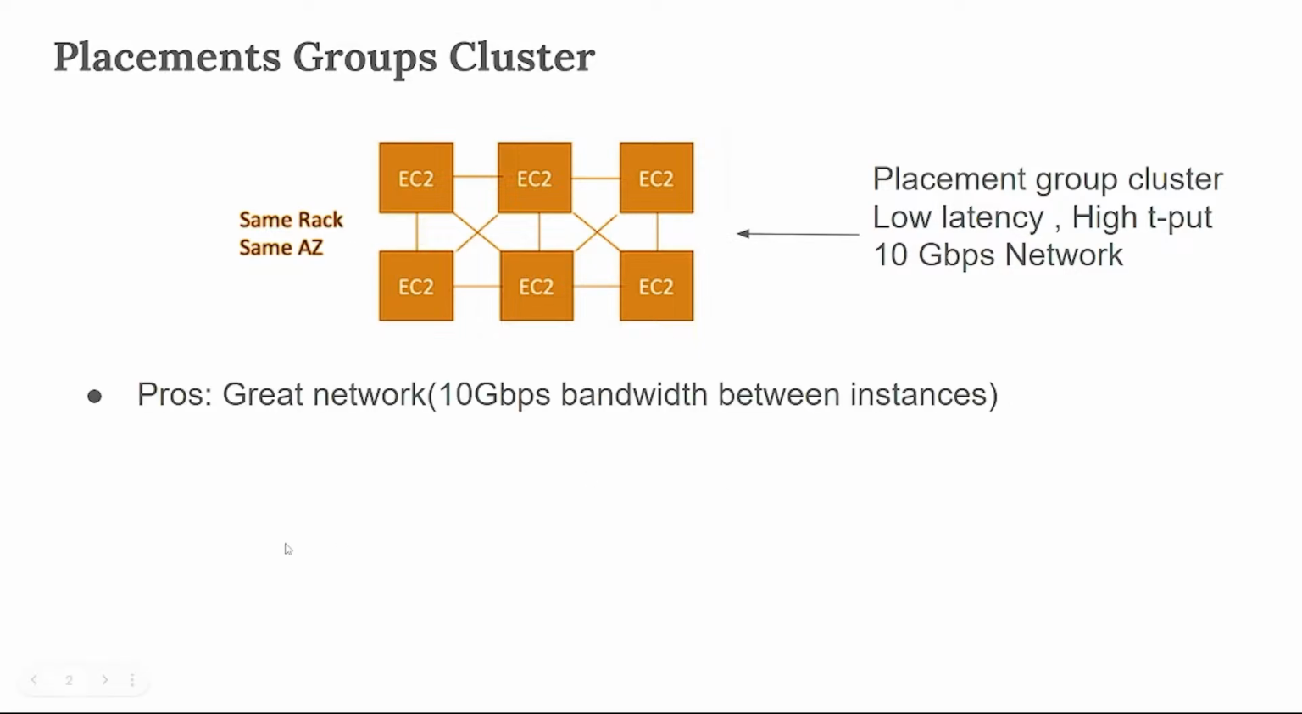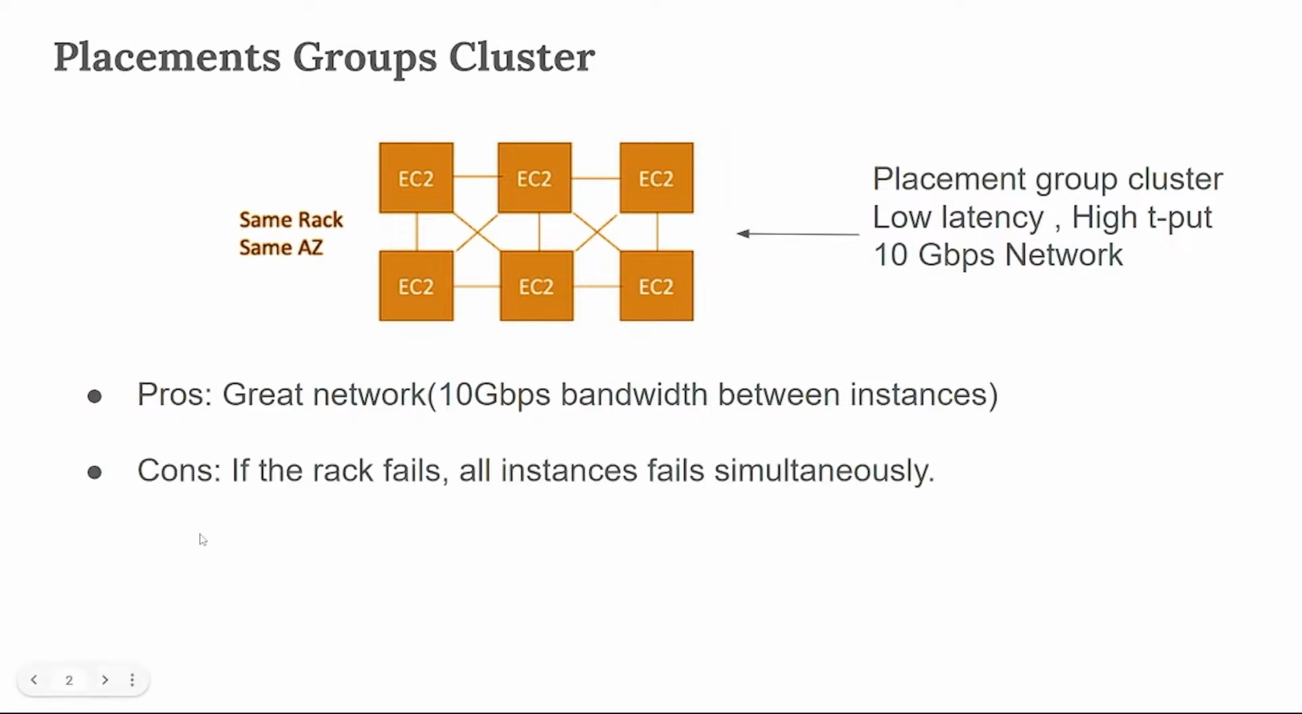Okay, what are its pros? The pro is a great network, 10 Gbps bandwidth between instances is supported here. What are the cons? Because all the EC2 instances are placed in the same rack, if the rack fails, all the instances fail simultaneously. At the same time all the instances will fail and we will lose our instances.